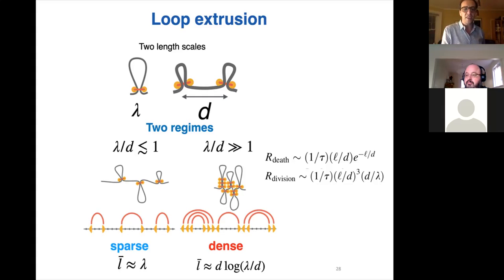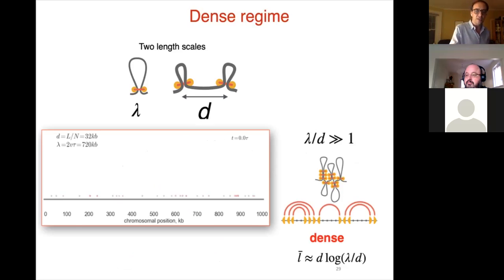And then in the other regime, when lambda is much greater than d, it's going to be a dense regime, because then you're going to get loops within loops, and all the DNA will end up being inside these loops. So that's a dense regime, and we expect, in this case, DNA will be highly compacted. So this is just the underlying physics. So we said, okay, that's what can happen, but we had no idea how it's connected to reality. So then we looked at, okay, I will skip the dense regime.